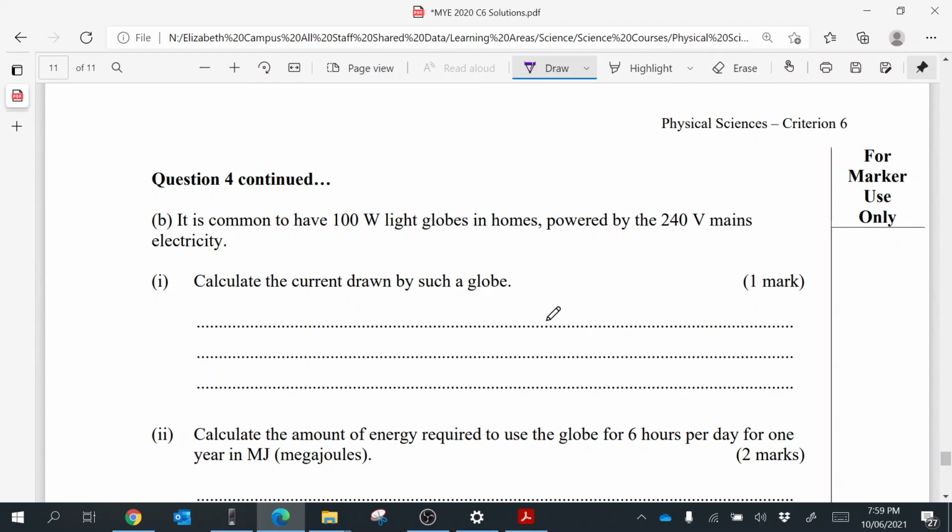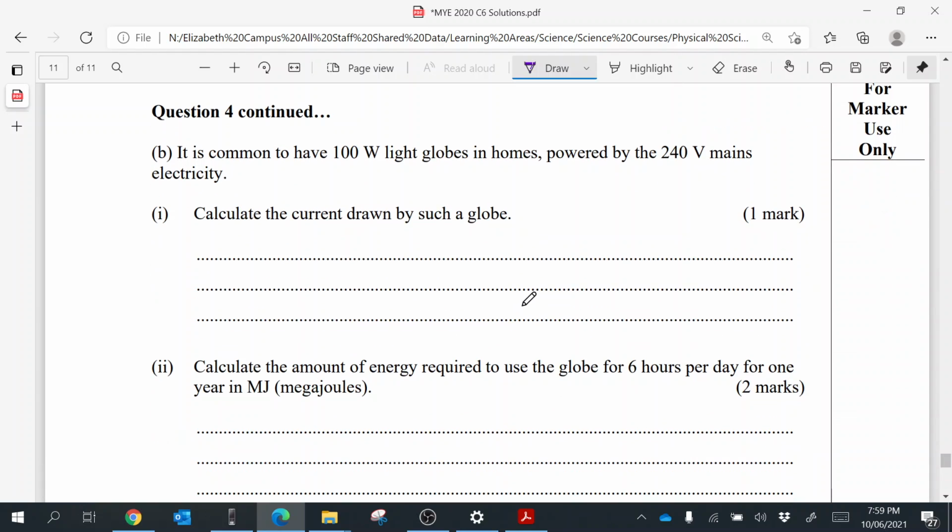And it's ohmic. It is common to have 100-watt light globes in homes powered by 240-volt mains electricity. Calculate the current drawn by such a globe. Okay, so I equals V over R, as we've seen with Ohm's law, which is equal to 240.